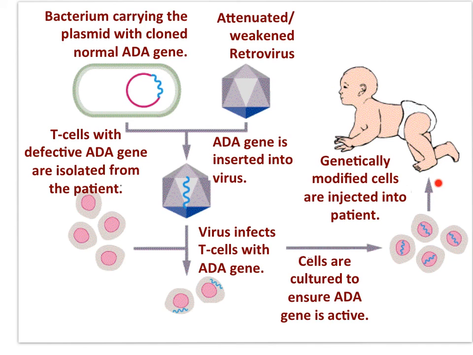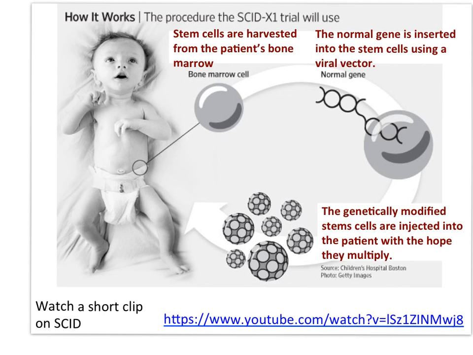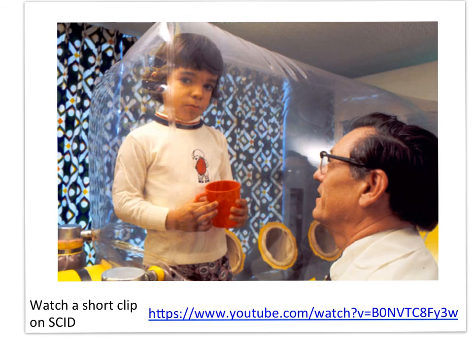into the SCID patient. One more time, the stem cells are harvested from the patient's bone marrow. The normal gene is inserted into the stem cells using a viral vector, and then genetically modified stem cells are injected into the patient with the hope that they multiply.